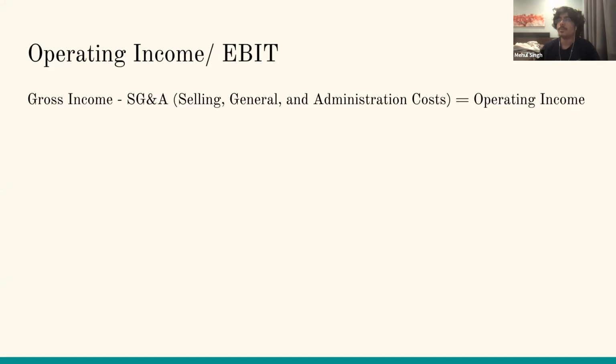Then you have your operating income, which is also called EBIT, and to calculate this, you need gross income minus SG&A, which equals operating income. The gross income was the revenue minus the cost of goods sold, which we found to be 50 cents, and then minus the selling, general, and administrative costs. The sign we put up front would have cost 25 cents. So it'd be 50 cents minus 25 cents, and the operating income would be 25 cents.